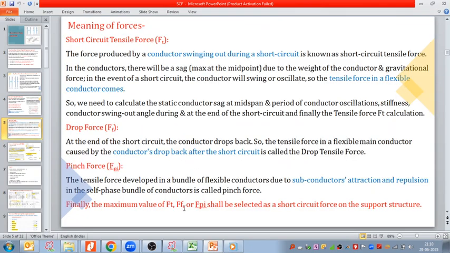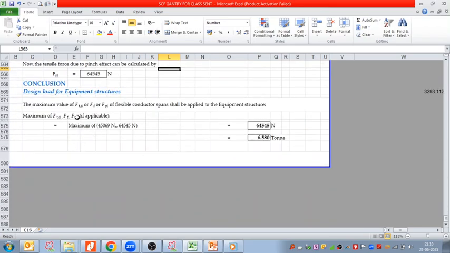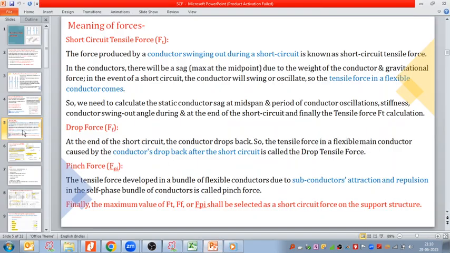So finally, the maximum value of FT, FF or FPI shall be selected as the short circuit force on the supported structure. If I go back down, out of the three, two are calculated. We will see why two are calculated, because there is some clause in the calculations. Out of those two, whichever is the maximum, that value we take as the final value, and that value will be provided to the civil engineer for the structural design. Okay, now let us see one by one.